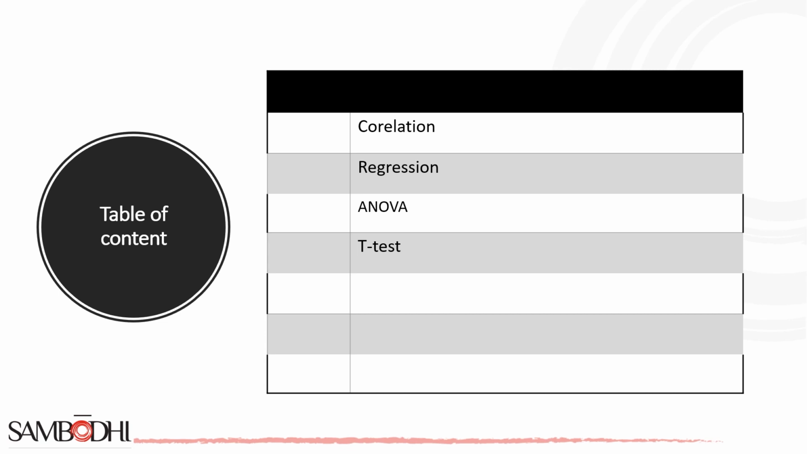Another thing is the ANOVA and t-test. You might have heard about these tests, and these are commonly used tests in social sciences as well as psychology, sociology. So we'll talk about this: if you have to calculate ANOVA, how you can calculate ANOVA, and for t-test, how you can calculate t-test, what the difference is between ANOVA and t-test, at what places you can apply these kinds of tests.